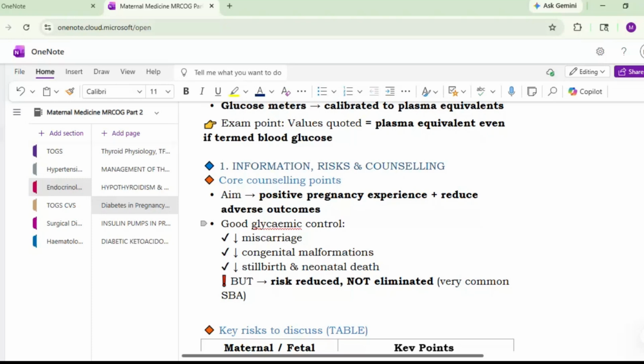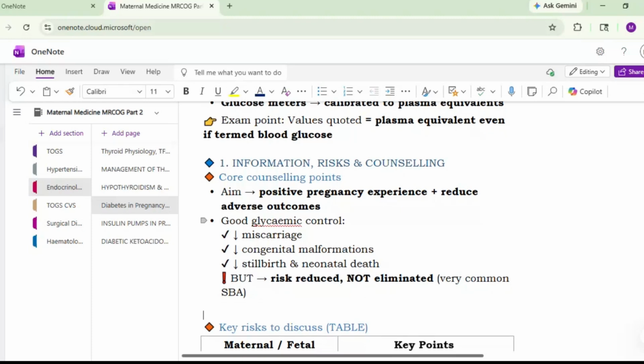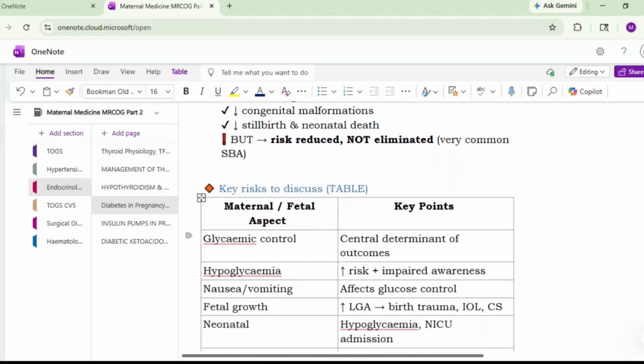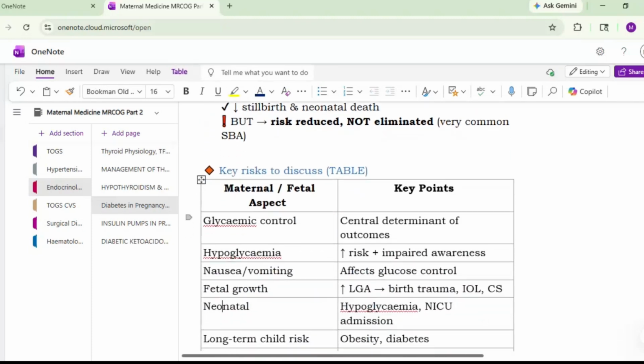So what is the importance of good glycemic control? If there is good glycemic control, there will be a reduction in the incidence of miscarriage, congenital malformations will be reduced, and stillbirth and neonatal death will be reduced. But remember, with good glycemic control, we can reduce the risk, but we cannot eliminate the risk.